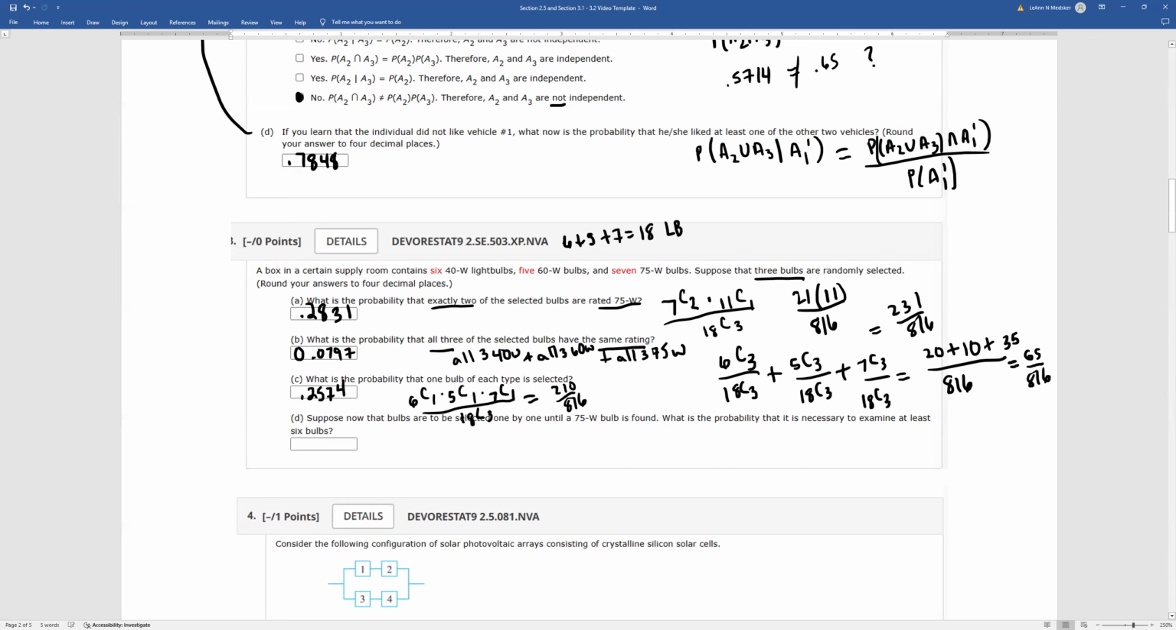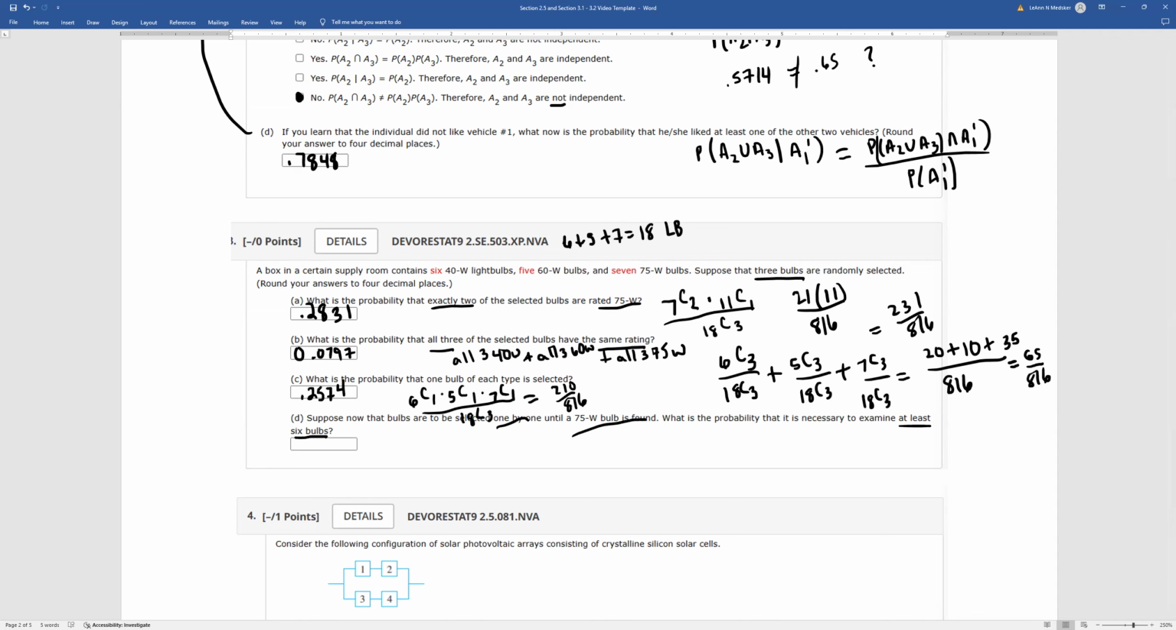All right, and then the last one for this one. Suppose now that the bulbs are to be selected one by one until a 75-watt bulb is found. What is the probability that it is necessary to examine at least 6 bulbs? Okay, so at least 6 bulbs. So we're doing these one by one until we get a 75. And then we want at least 6 bulbs.